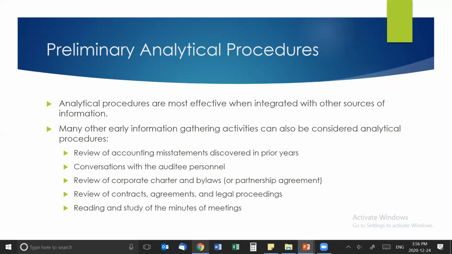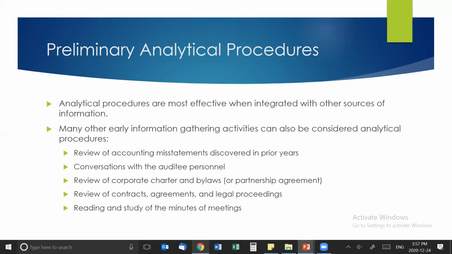You want to read the corporate charter and the bylaws, review the contracts, agreements, and legal proceedings, and study the minutes of the meetings. For example, you want to read all of the board of director meeting minutes. If the board of directors said we're going to pay out a dividend in September, but you don't see any dividend payments in the financial statements, then that's something you want to look into in more detail. If the meeting minutes said there was going to be a payout of dividends, why is this not reflected in the financial statements?